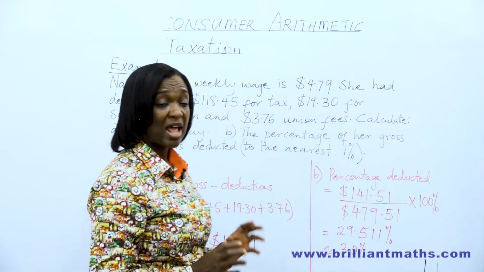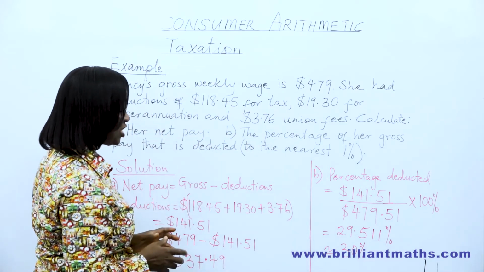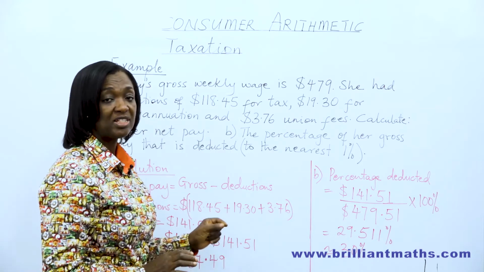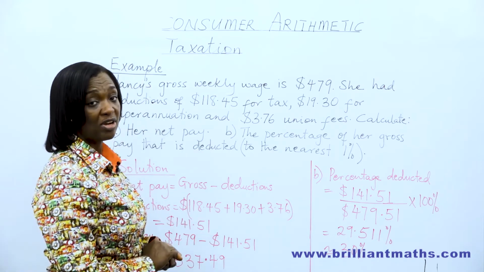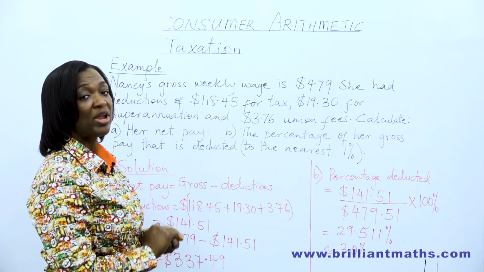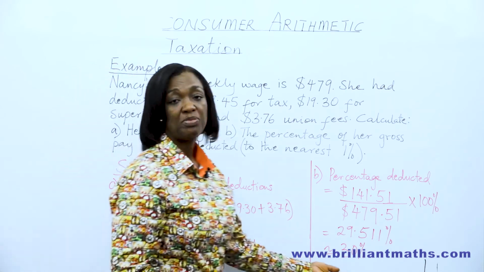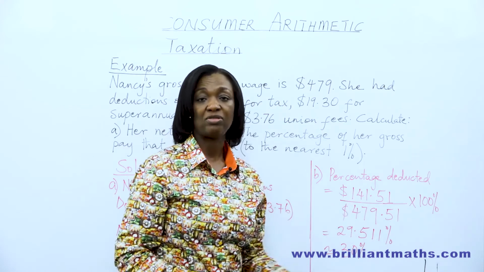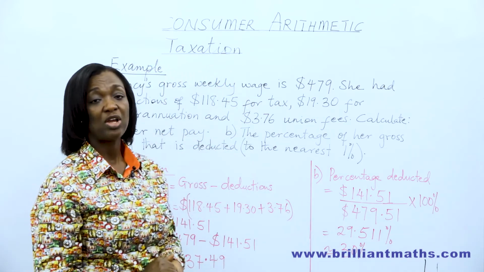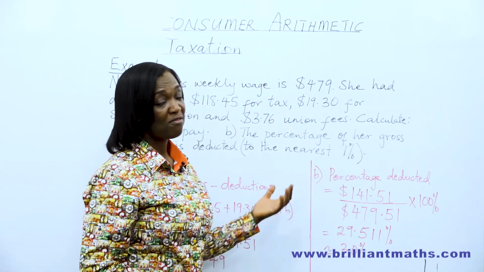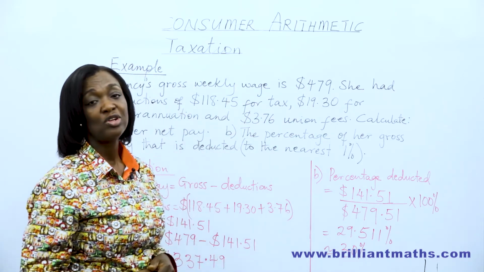That means that Nancy actually pays out 30% of her salary or wages every week, and she takes home 70%. If 30% is paid out, then her actual take home is 70% of the gross. Very interesting, applicable to real life.